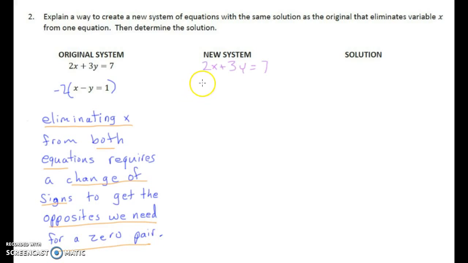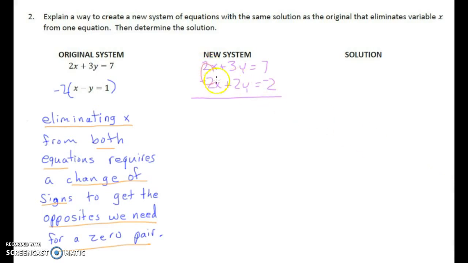Let's see how that looks. So we know the first equation is going to stay the same. We're not trying to change it. I've got to multiply -2 times everything, times x, times -y, and times 1. -2x plus 2y equals -2. And then we're going to add it up just as we have been. Woohoo, we got a zero pair.